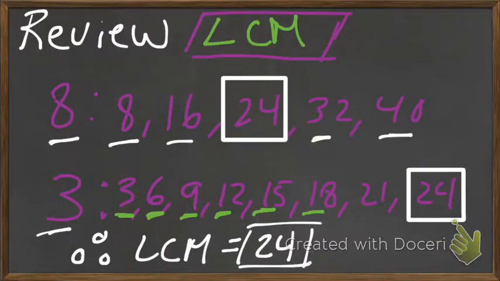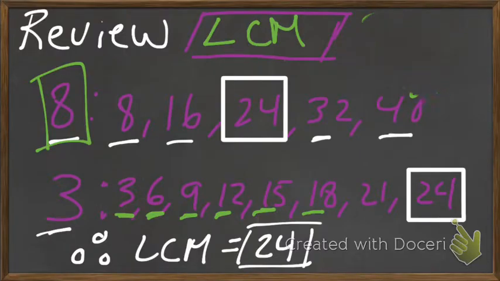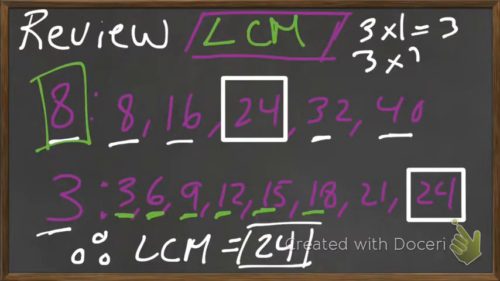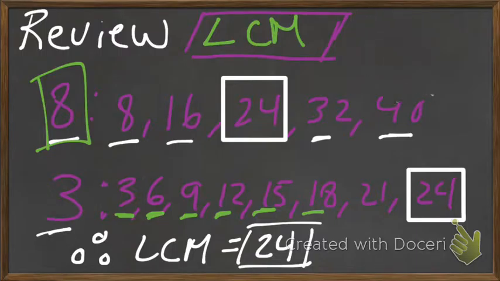Now, just to remind, the way we find multiples, if we take our first number, our number 8 here, we multiply 8 by 1, we get 8. 8 by 2 gives us 16. 8 by 3 gives us 24. And we will do the exact same thing with the value of 3. 3 by 1 gives us 3. 3 multiplied by 2 equals 6. 3 multiplied by 3 equals 9. And then 12, 15, 18, 21, and so on. If you do that with both numbers, or however many numbers you have, you will find a lowest common multiple.